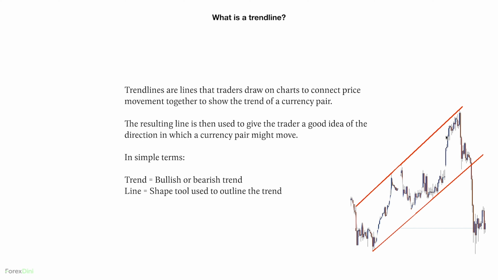So as you can see, we have a trend line right here, right? Two lines and prices in between these two red lines. And this is what we mean, a bullish trend with a shape tool, outlining the trend.